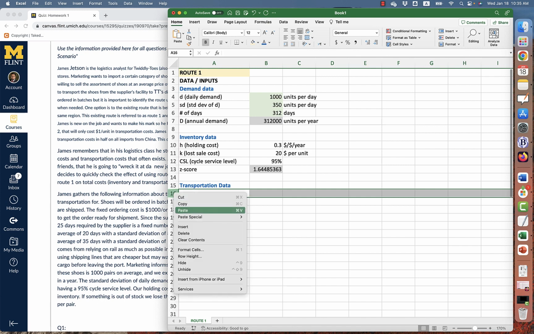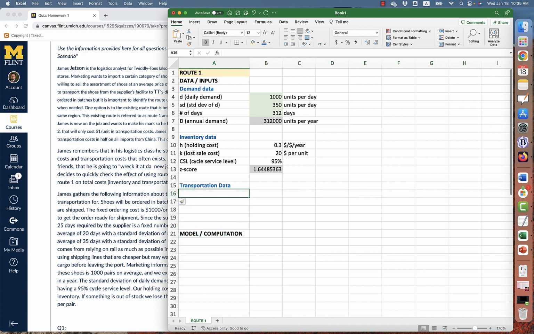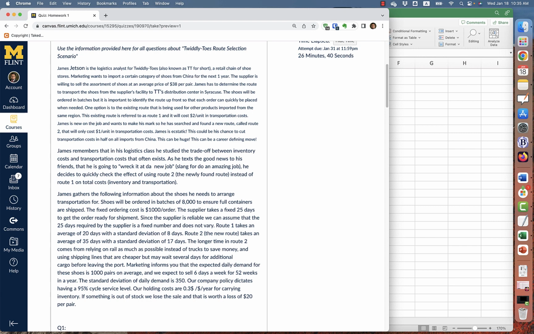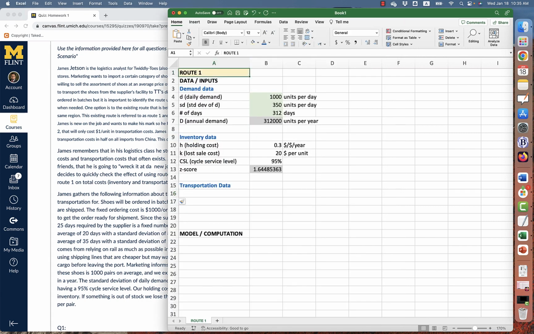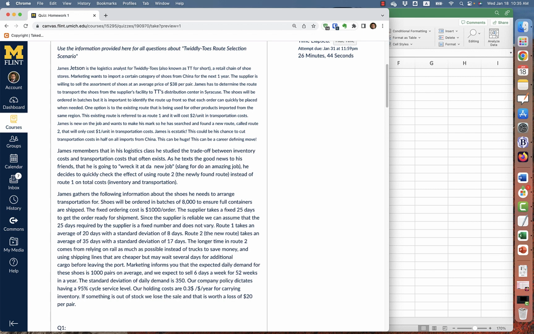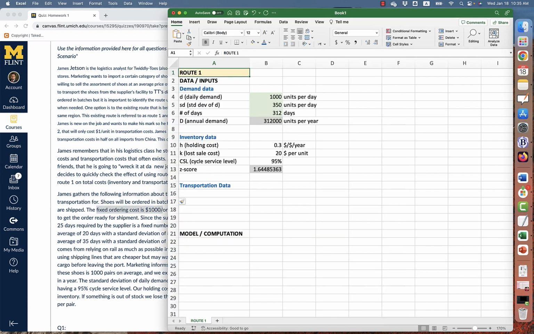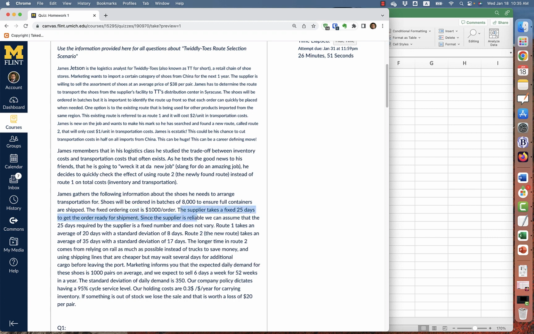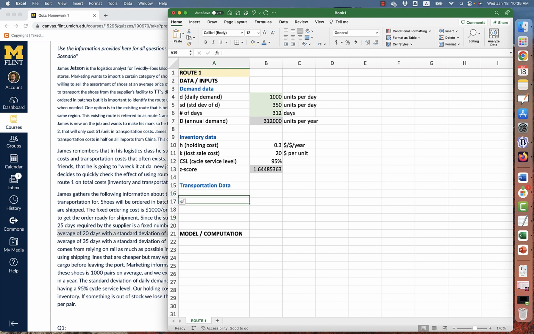So we're almost done when we get into the computation now. So what transportation data do I have? And now I'm doing it for route 1, so I'm only going to pick out the route 1 data. Okay, fixed ordering cost is 1,000. That's an ordering cost. I'll put it at the end in its own section. Supplier takes a fixed 25 days to get the order ready for shipment. Since the supplier is reliable, we can assume that the 25 days required by the supplier is a fixed number and does not vary. Route 1 takes an average of 20 days with a standard deviation of 8 days.